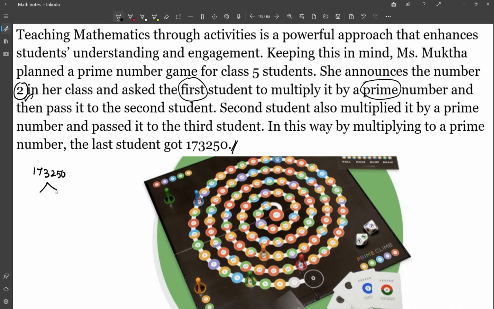So this can be written as what? 2 into 86625. Inside this, there is a factor of 5. So I'm going to write this as 5 into 17325. And there is one more factor of 5 in this. So 5 into 3465. There is one more factor of 5 in this. So that will be 5 into 693.